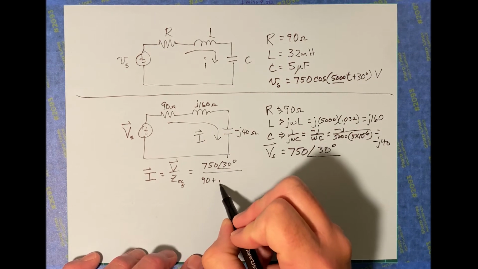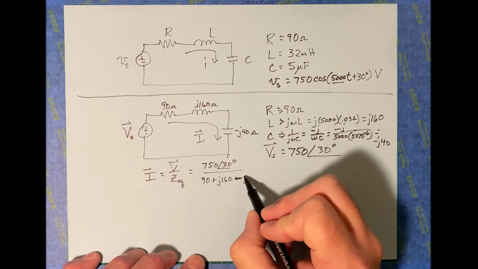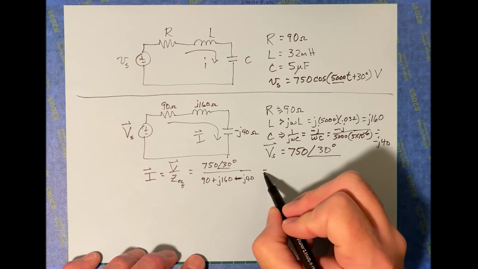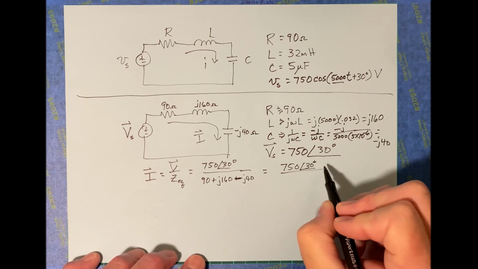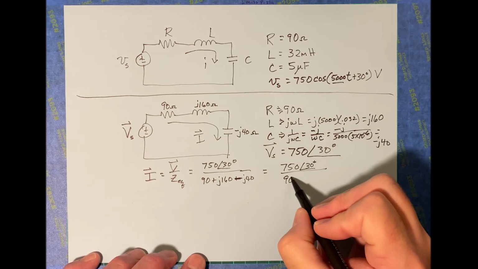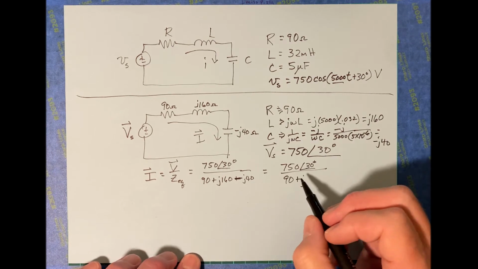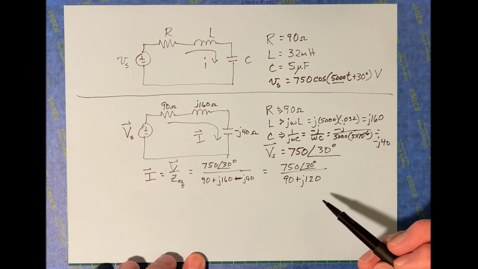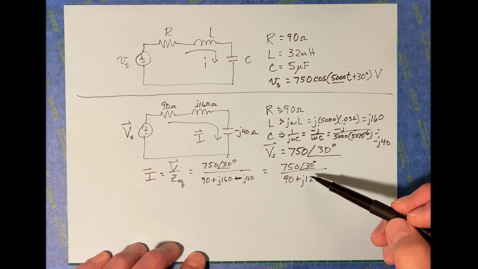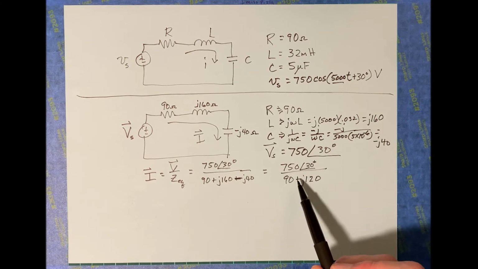So 90 plus j160 minus j40. So let's see, that's going to be 750 angle 30 still on top. Let's combine this together: 90, and I'm subtracting 40 from that, plus j120. Okay. Now, we would need to do this division, but you'll notice what we've got here. We've got polar on top. We've got rectangular on bottom. So we need to convert.